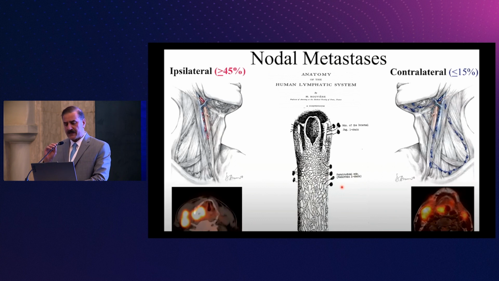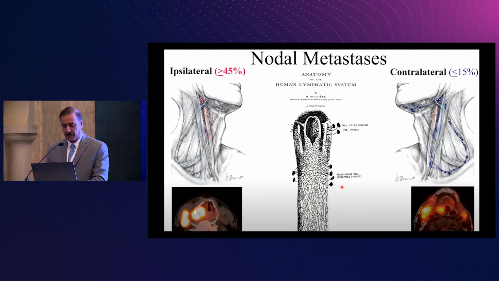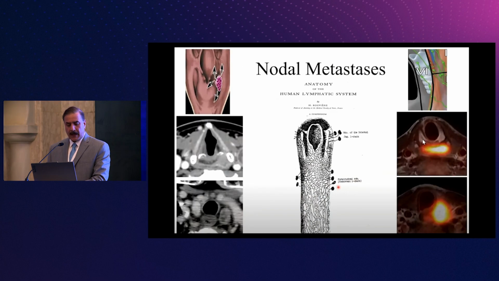As I said, this is an area that is very rich in lymphatics. So you always have to look at lymph nodes. Ipsilateral lymph nodes are seen in about 45% of cases, and contralateral lymphadenopathy is seen in about 10 to 15% of cases with hypopharyngeal cancers. So here, again, there is an apical mass.